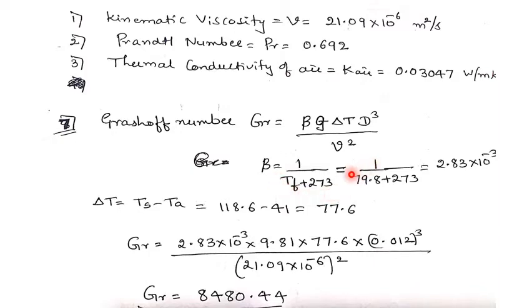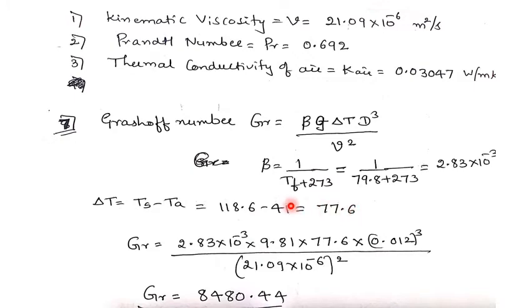My TF, the average fluid temperature, is 79.8 plus 273. So my beta value is 2.83 into 10 to the power minus 3, where delta T is given by TS minus TA, that is 118.6 minus 41, which is 77.6.